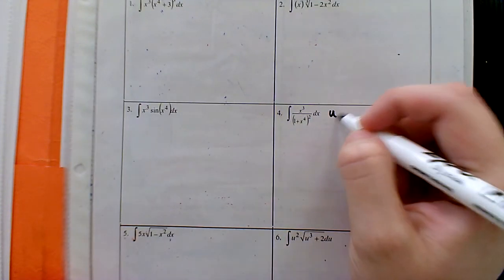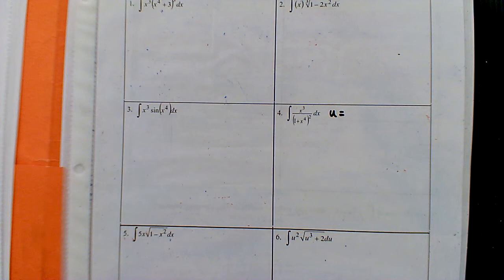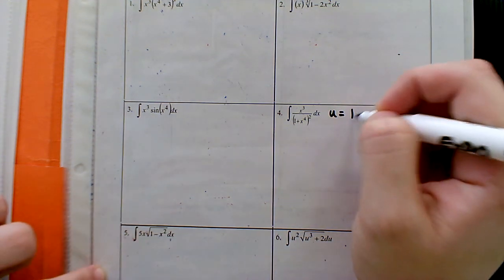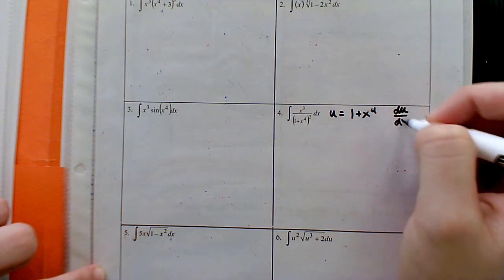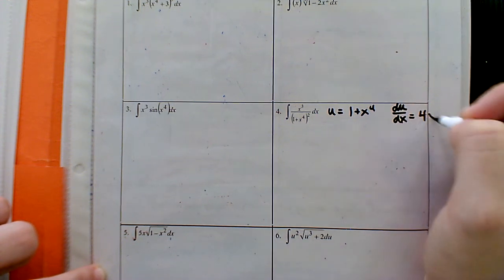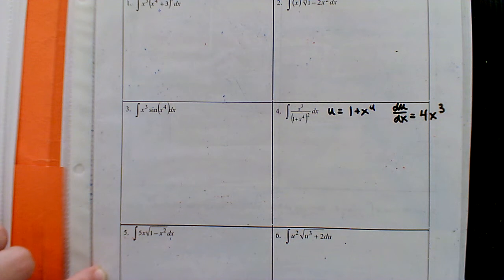What do we want to let u be? Does something look like to be on the inside of something? There we go, 1 plus x to the 4th. All right, so then the derivative of that will have 4x cubed.